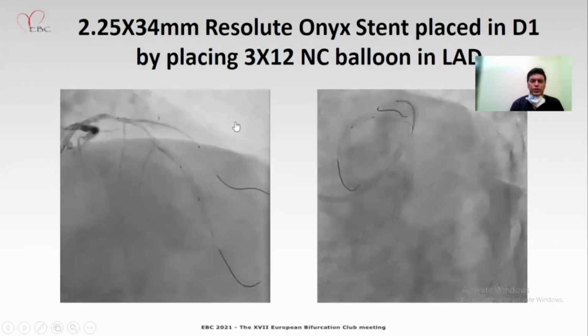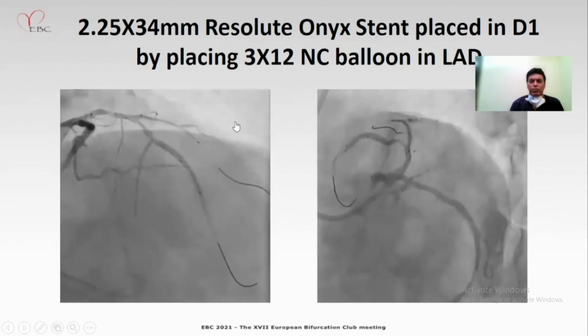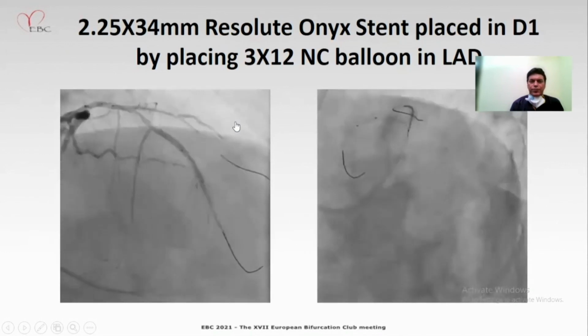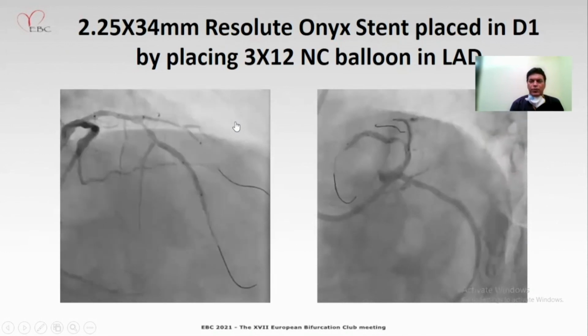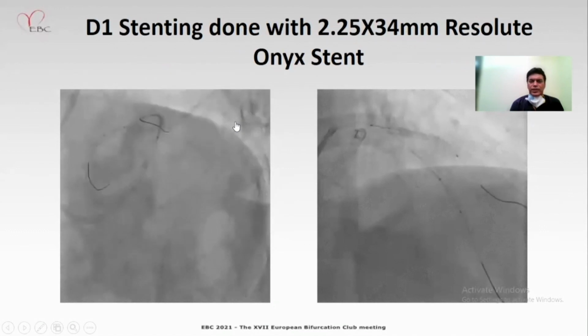Then again, pre-dilatation of the LAD, and subsequently we implanted a 2.25 by 34 Resolute Onyx stent in D1. We kept the 3 mm balloon in the LAD to crush the stent, and the D1 stent crushing was done with the 3 mm balloon.